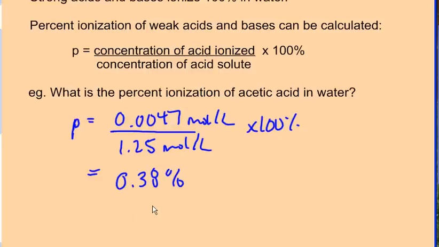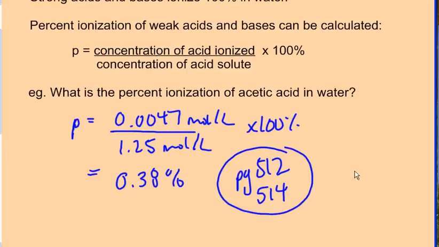There are problems that you can work on involving Ka and dissociation and pH. They can be found in your textbook on page 512 and also on page 514. So choose one or two questions from each of those pages and give them a shot.